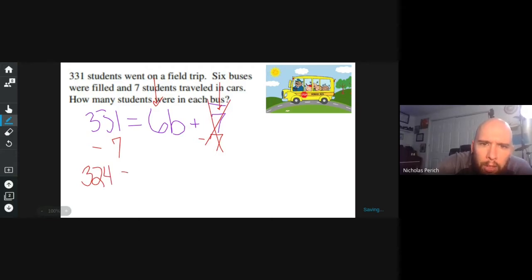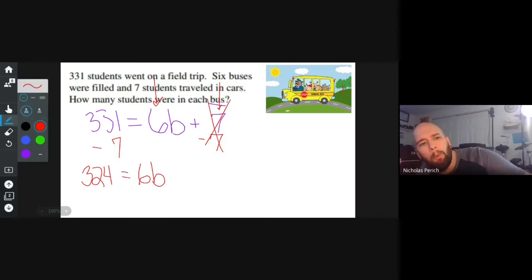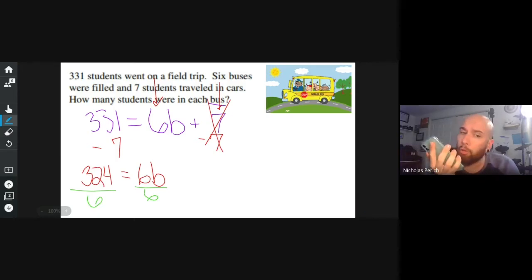324 equals 6B. Is B all by itself? No. What's in the way? 6 is being multiplied to B. So what I can do is divide both sides by 6. And those of you who have a smartphone or an iPhone, which I have, you should be able to do this. What is 324 divided by 6?